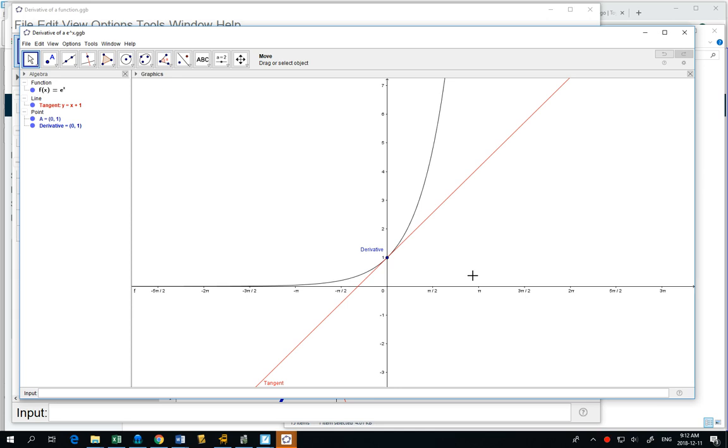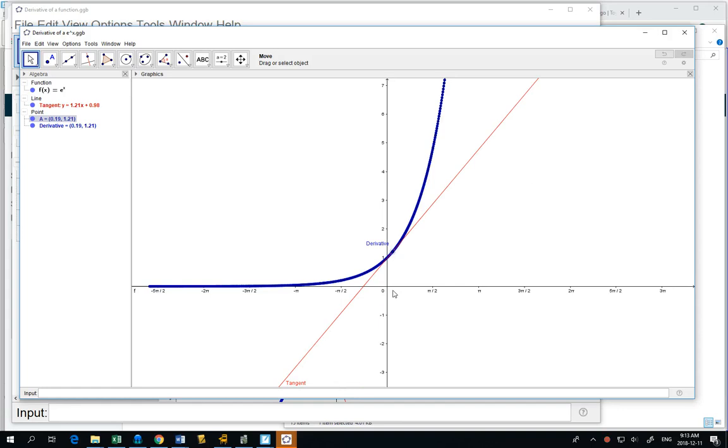And your job is to look at the new graph that gets made and see if you can figure out the equation of what the derivative of e to the x is. So here we go. We're going to drag it along. It's plotting all the slopes as we go. There we go. What do you think the derivative of e to the x is?